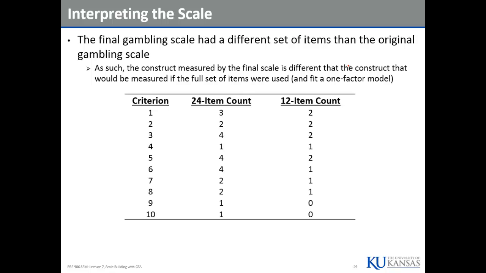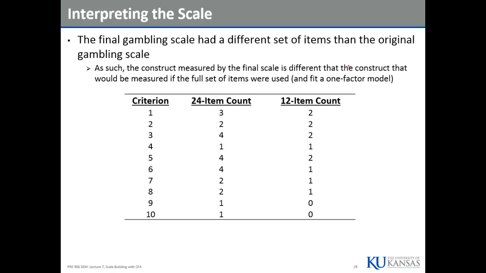And take a look at our parameters now. For the 24 items, here are each of the 10 criteria and how many items were written to measure those. And now look at those. We have omitted criterion 9 and criterion 10.